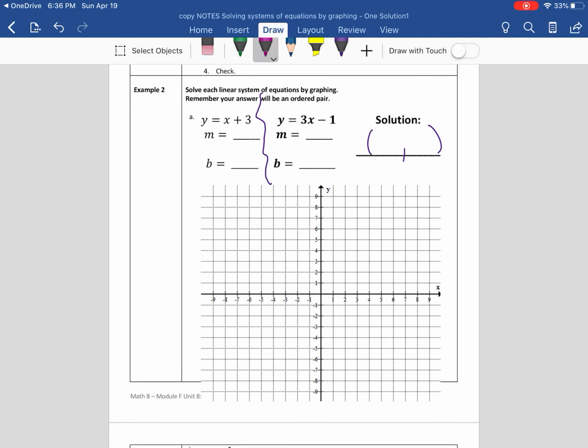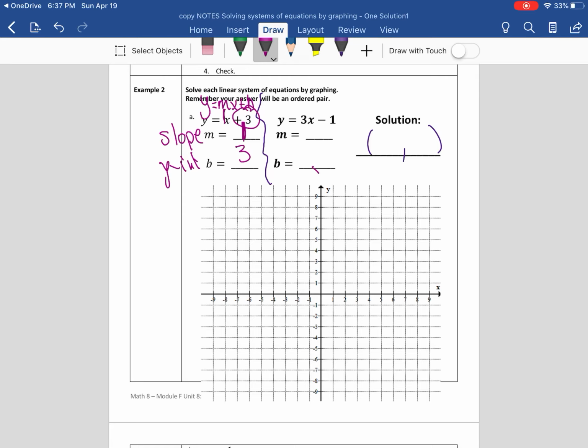Let's start with the first one. I'll do the first one in the pinkish color. So y equals x plus 3. What is my slope? y equals mx plus b. What's my m? What's with the x? And it's assumed 1. So my slope is a 1. My y-intercept, where we start on the graph, my b, is a positive 3 right here. My 1 is my slope. My 3 is my y-intercept.